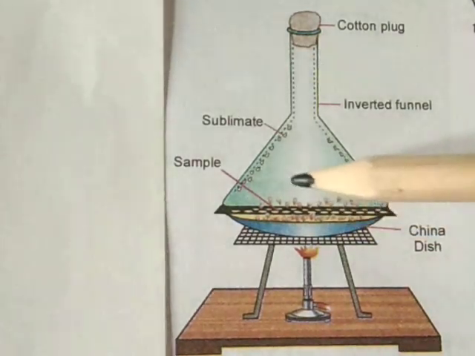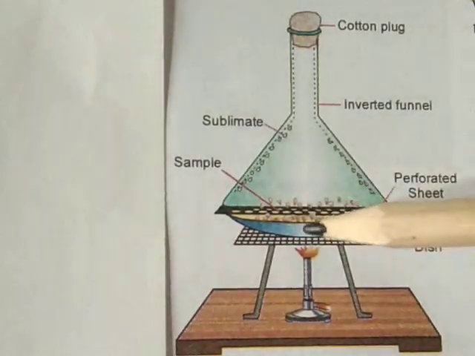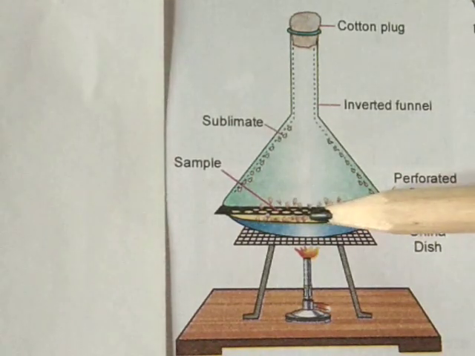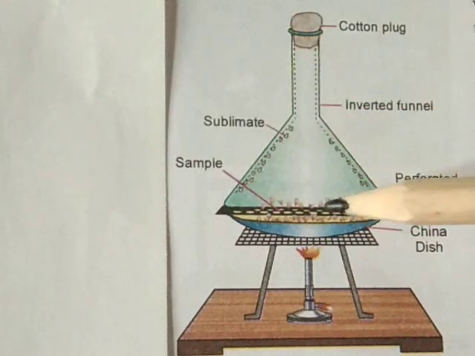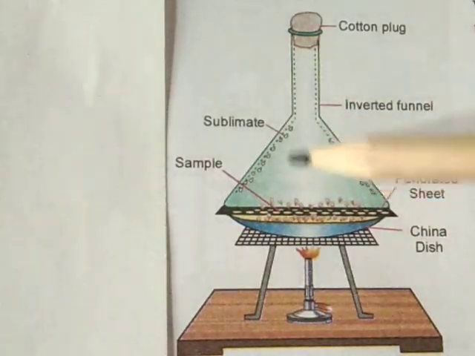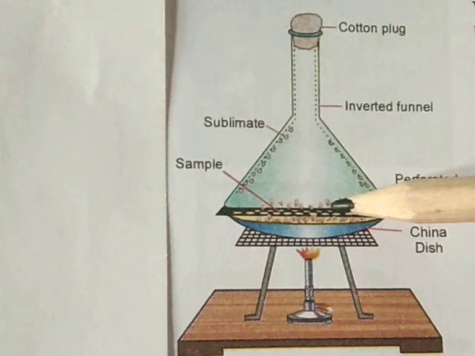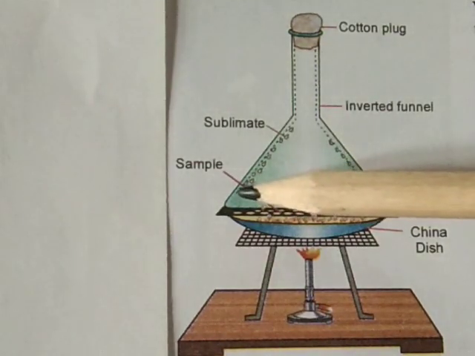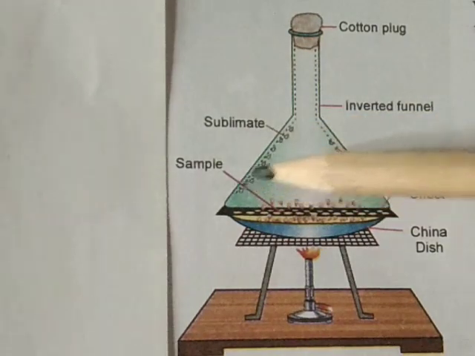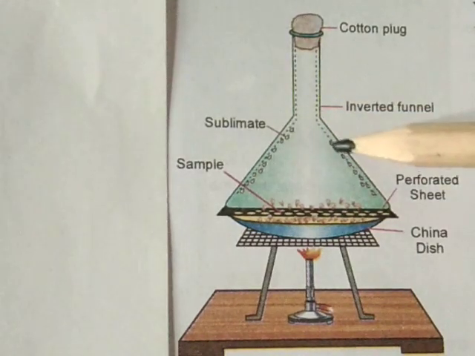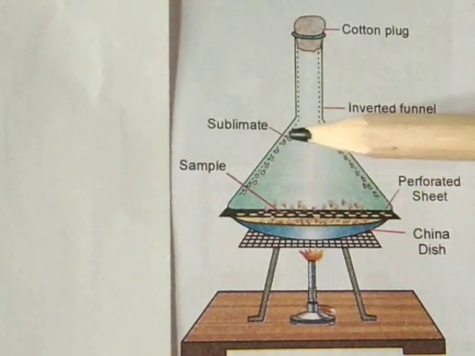When a volatile substance changes to vapors, here we take ammonium chloride and sodium chloride. Ammonium chloride changes into vapors. These vapors pass through the perforated plate and get collected on the inner surface of the funnel. This one, this side. This is called the sublimate.